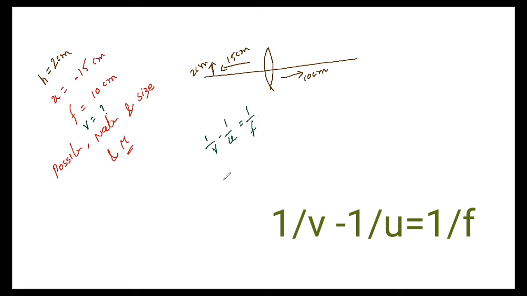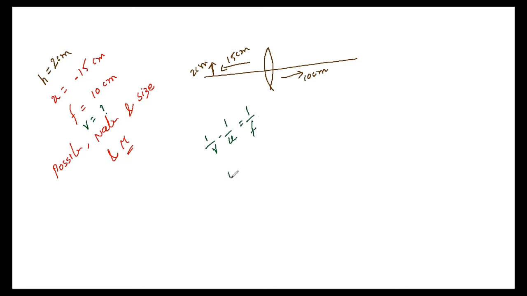Note it down carefully. I want the 1 by v value. 1 by v is equal to 1 by u plus 1 by f, or 1 by f plus 1 by u, either way is the same. So the 1 by u value is minus 15, plus the 1 by f value, which is 10.